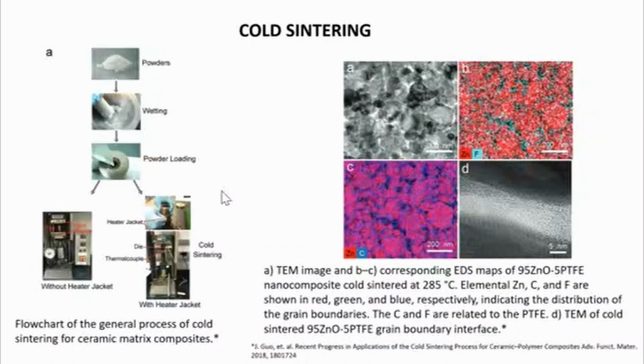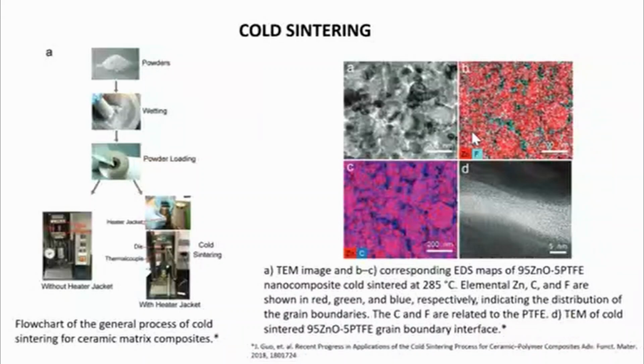It is also possible to obtain ceramic polymer nanocomposites via cold sintering processes. For example, the zinc oxide ceramic with PTFE polymer nanocomposite is shown in this figure. The starting zinc oxide powders have particle sizes around 40 to 50 nanometers, and PTFE has 50 nanometers respectively.